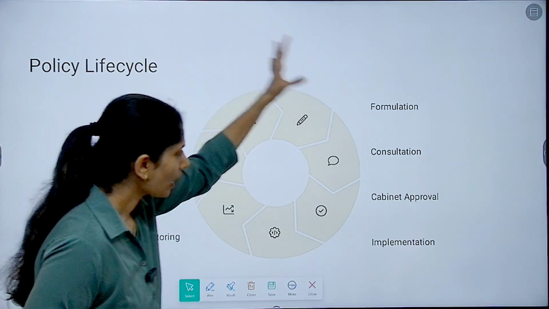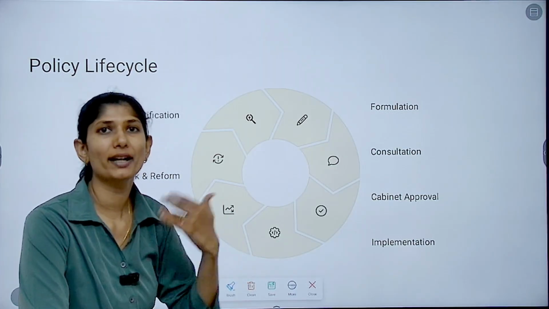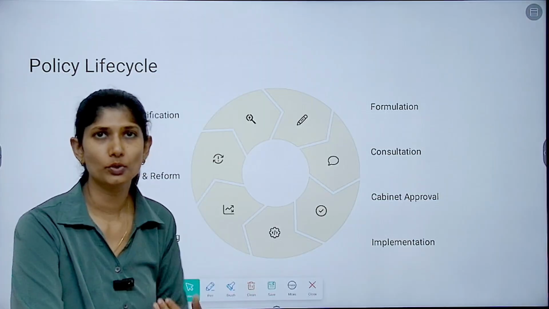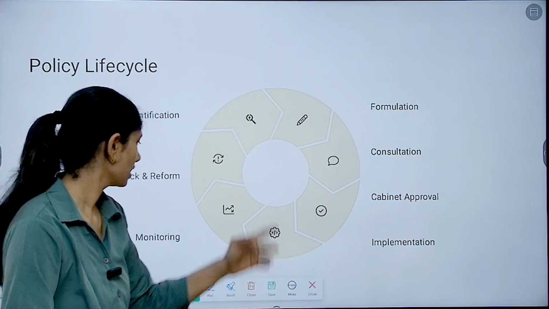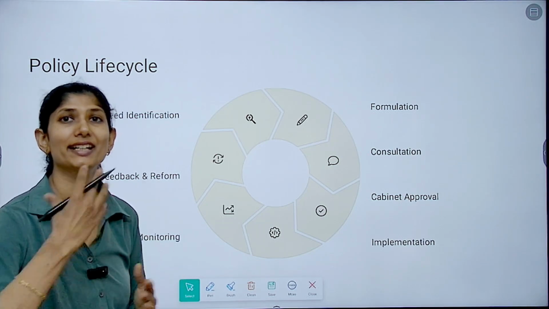Now, if a policy stops at this stage, then it is static. It doesn't provide the necessities needed for a policy to grow, or for you to benefit from the policy. The next stage is very important, and that's where we say policies are evolving.